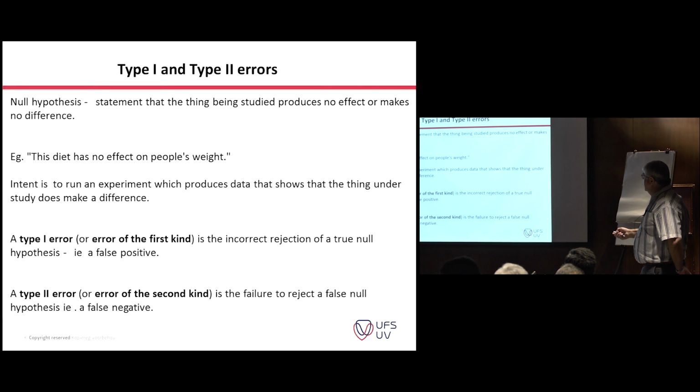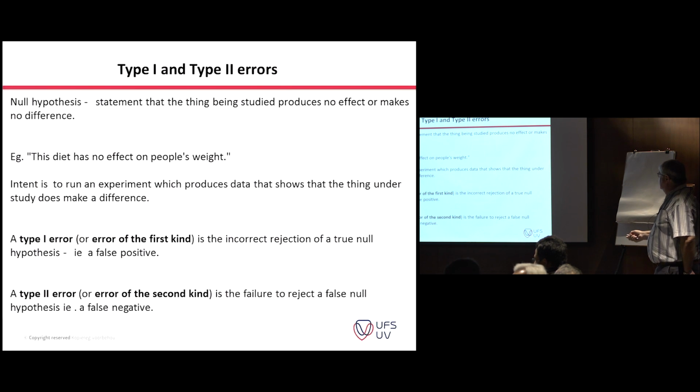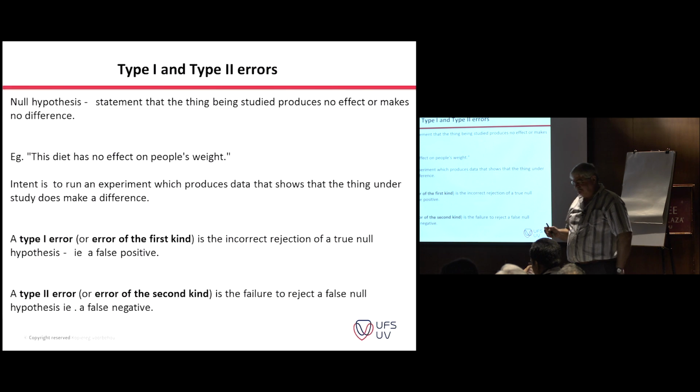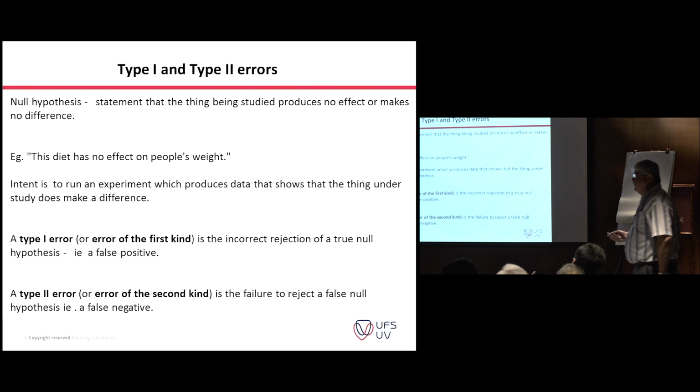We start with the null hypothesis, the statement that the thing being studied produces no effect or makes no difference. In other words, the cultivars don't differ. Something like the diet has no effect on people's weight. And the intent is to run an experiment which produces data to show that the thing under study does in fact make a difference. Now, if your data are not normal or there's a bias of any kind, you can make what they call type 1 and type 2 errors.